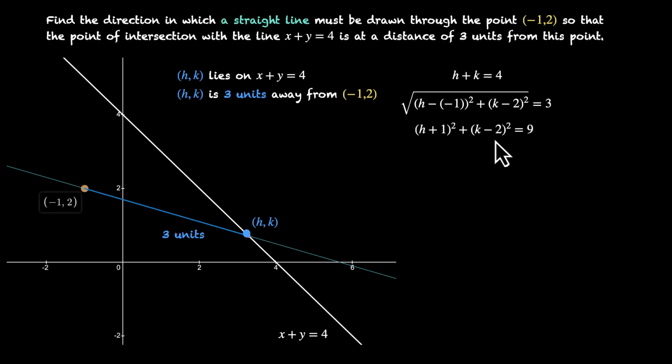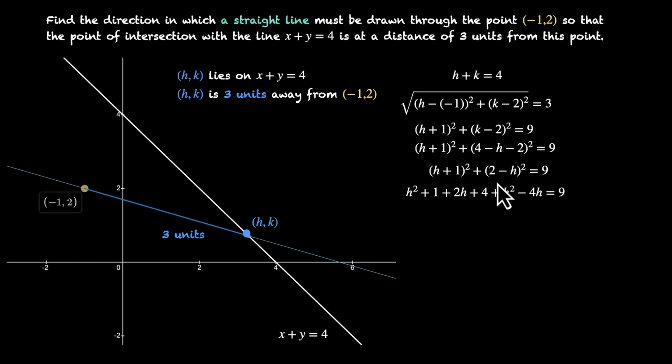Now let's replace k. K is 4 minus h. So this is 4 minus h minus 2 squared. Now let's open the squares. We have h plus 1 squared plus h minus 2 or 2 minus h, both of them work, 2 minus h squared. Opening the squares gives us h squared plus 1 plus 2h plus 4 plus h squared minus 4h equals 9. So this is 2h squared, 2h and minus 4h, that's minus 2h. And then 4 plus 1 is 5 minus 9 is minus 4. So the equation is 2h squared minus 2h minus 4 equals 0.